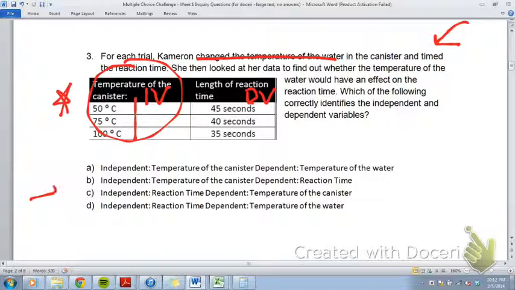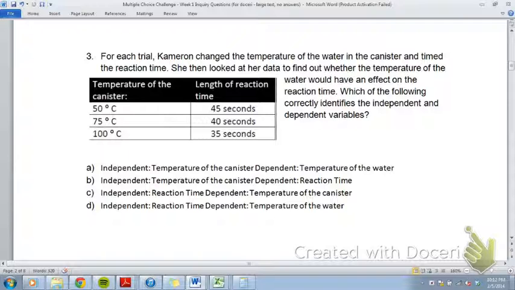Let's use this multiple choice to our advantage. We know it's not C or D because I know the independent has to be the temperature of the canister. So now I'm between A and B. Our dependent, length of the reaction time. That's what she's measuring. And we can see that up here, the effect on her reaction time. So we know the answer is B. Beautiful. Let's erase this and move on to the next problem.